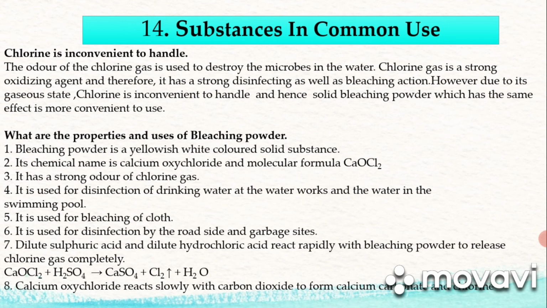It is used for bleaching of cloth. It is used for disinfection by the roadside and garbage sites. Dilute sulfuric acid and dilute hydrochloric acid react rapidly with bleaching powder to release chlorine gas completely. The chemical equation is CaOCl2 plus H2SO4, that is sulfuric acid, gives CaSO4, that is calcium sulfate, plus Cl2 plus H2O. Calcium oxychloride reacts slowly with carbon dioxide to form calcium carbonate and chlorine.